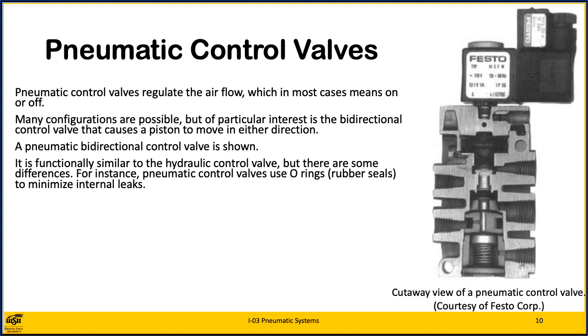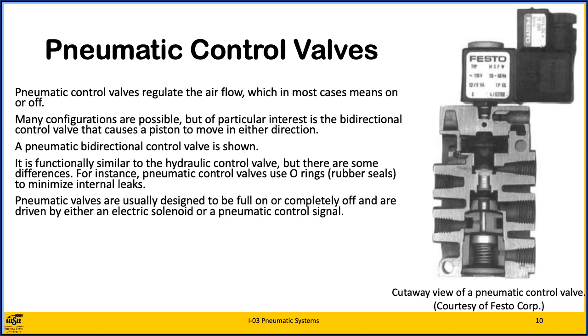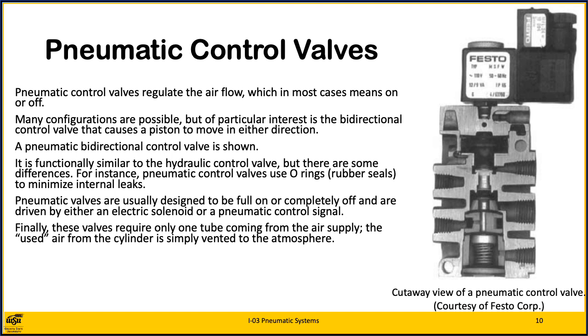For instance, pneumatic control valves use O-rings, rubber seals, to minimize internal leaks. Pneumatic valves are usually designed to be full on or completely off and are driven by either an electric solenoid or a pneumatic control signal. Finally, these valves require only one tube coming from the air supply. The used air from the cylinder is simply vented to the atmosphere.